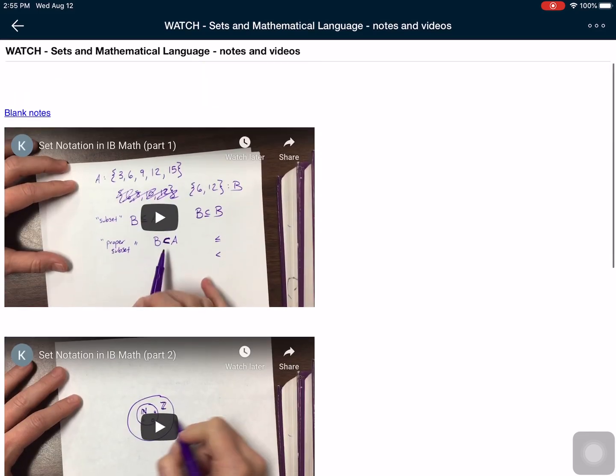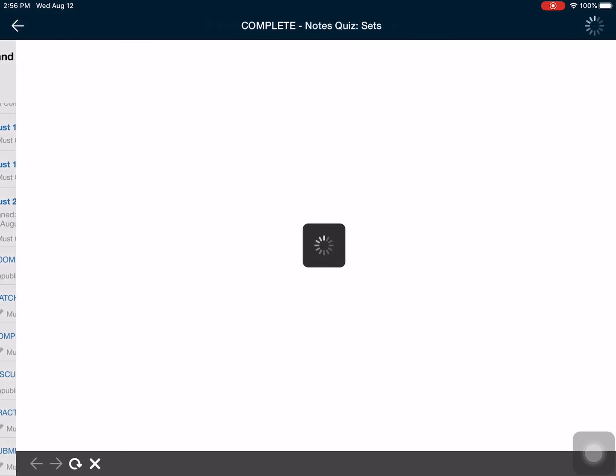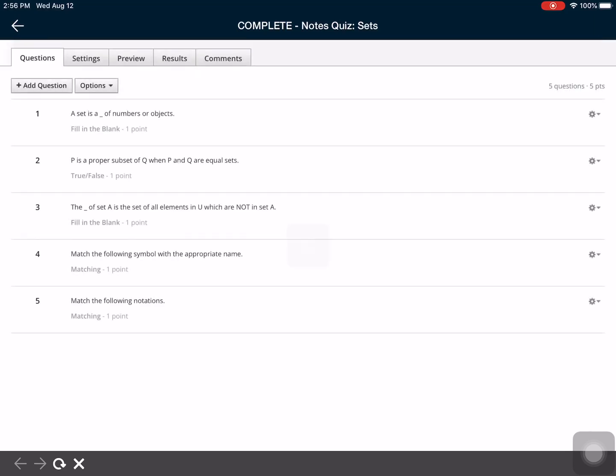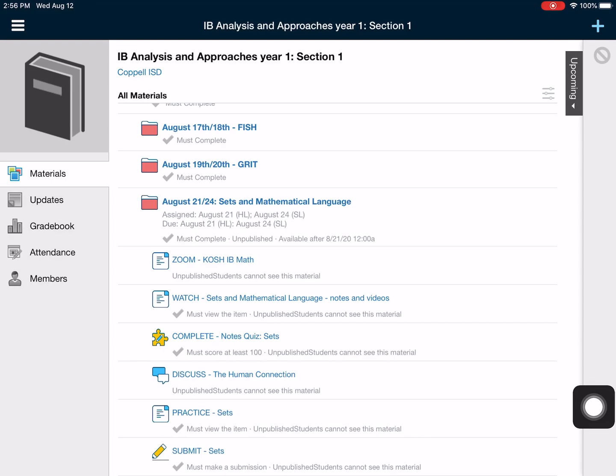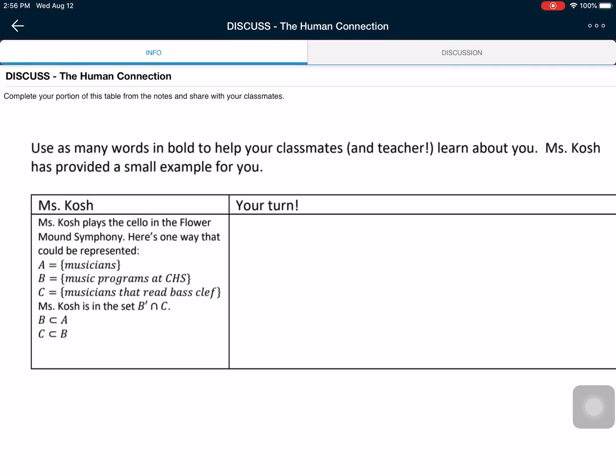And then the next thing that you have to do is you have to complete. So I'm not sure what this is going to look like. Oh, okay. You have a 5-question quiz this time. And so you have to get 100. If you had watched the videos, you should be fine. It should be pretty straightforward. You have to get 100 to get the little check mark. Okay, and then this one has a discussion. They don't all, but this one does.